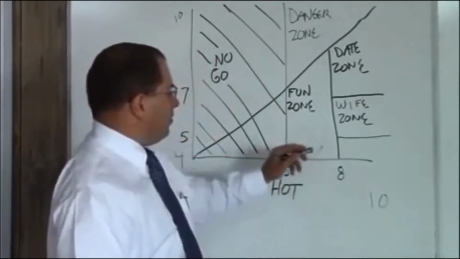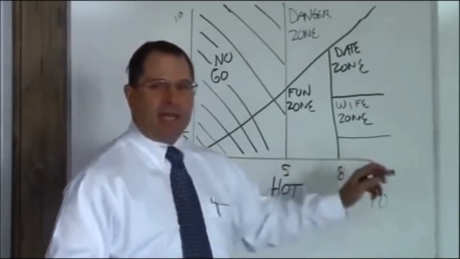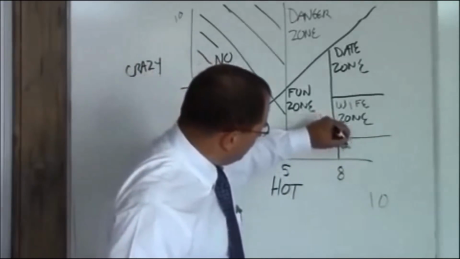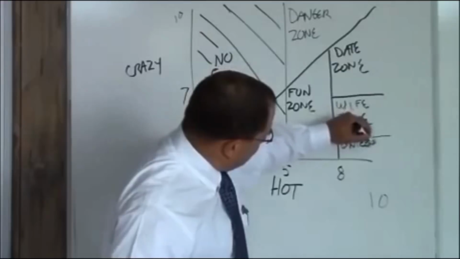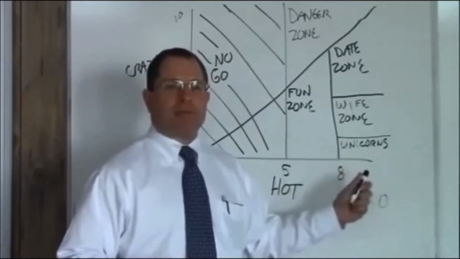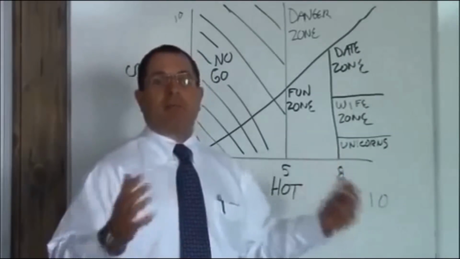Now, below a 5 crazy and above an 8 hot, this is your unicorn zone. These things don't exist. If you find a unicorn, please capture it safely, keep it alive. We'd like to study it and maybe look at how to replicate that.